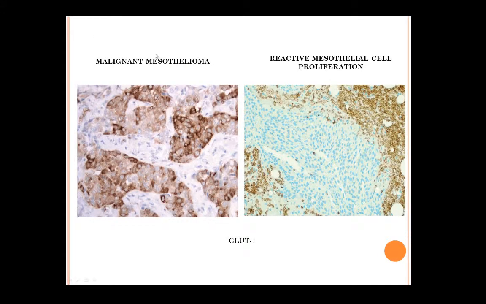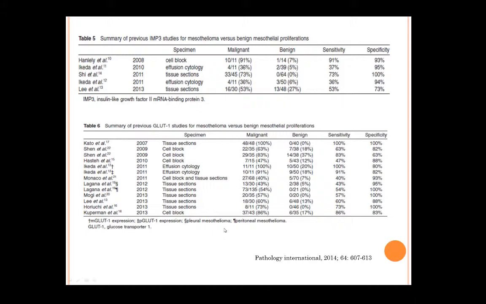This picture shows malignant mesothelioma with expression of GLUT1. However, benign and reactive mesothelial cell proliferations are negative for GLUT1. Here are the red blood cells that can express GLUT1. However, different studies show that although these markers can be positive in malignant mesothelioma, they are not specific enough to make a diagnosis for a tumor like mesothelioma with this adverse prognosis.